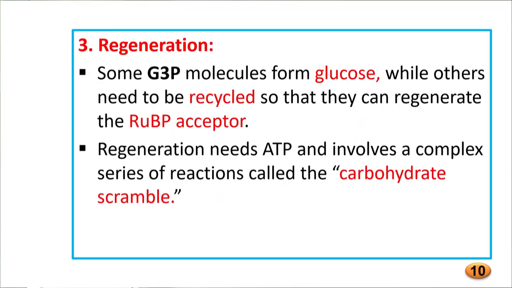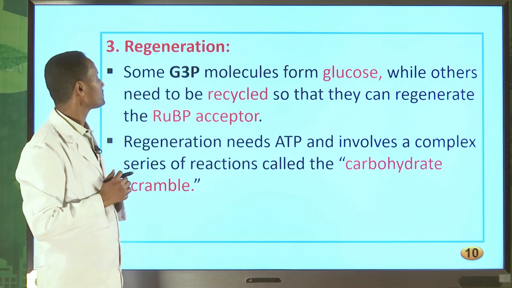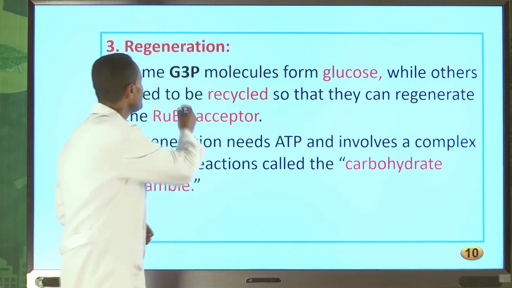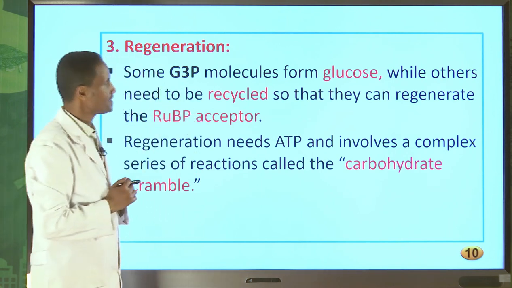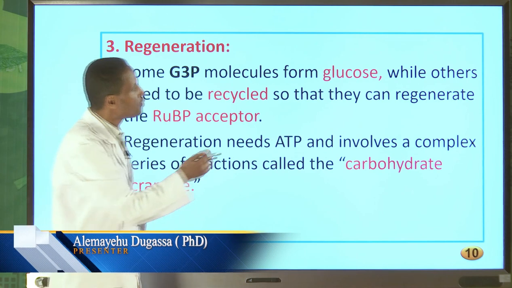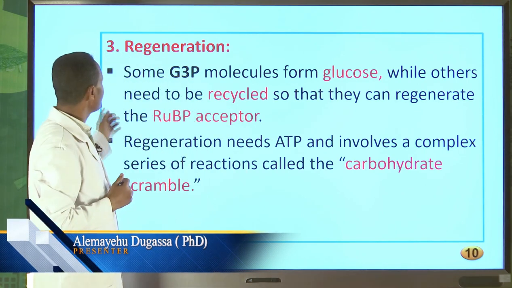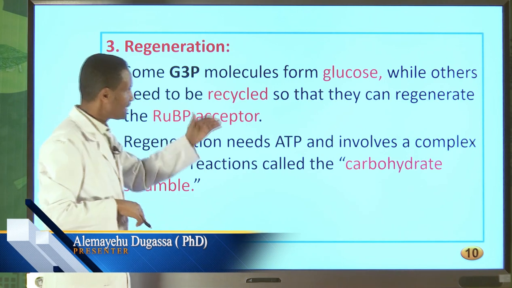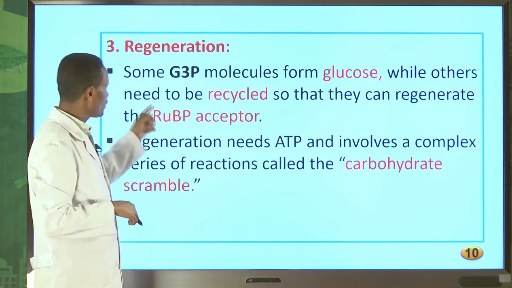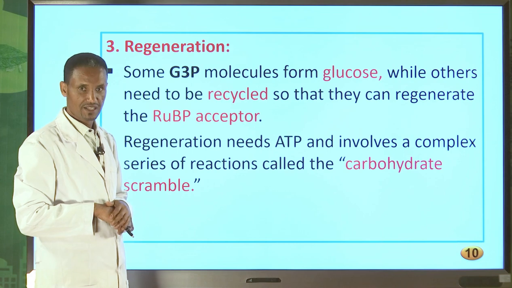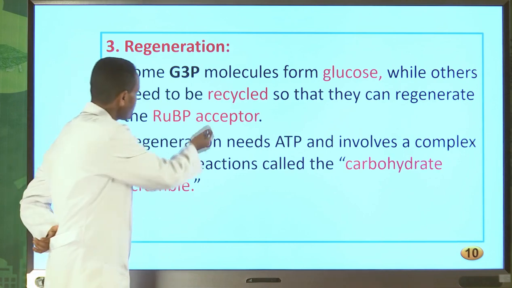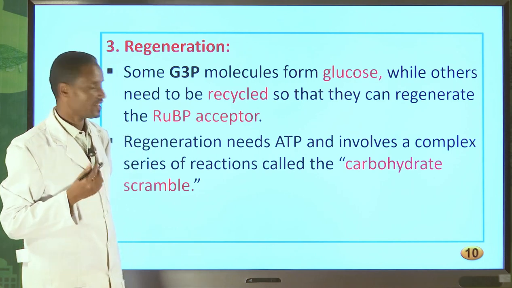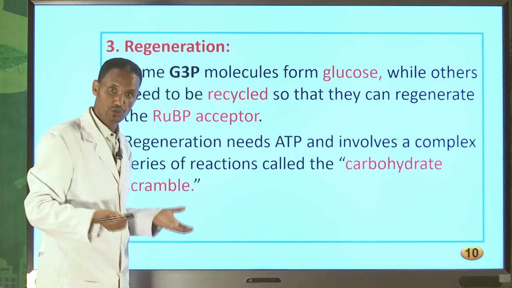The third one is regeneration. In this step, some glyceraldehyde 3-phosphate molecules form glucose, while the others need to be recycled so that they can regenerate the ribulose bisphosphate acceptor. Now, this ribulose bisphosphate can be used for the next cycle of the Calvin cycle. That is why it should be regenerated.